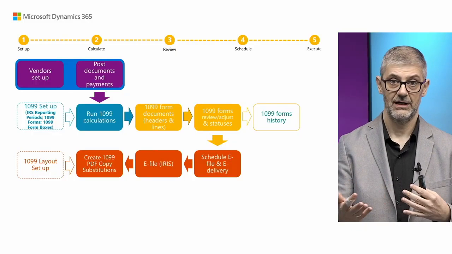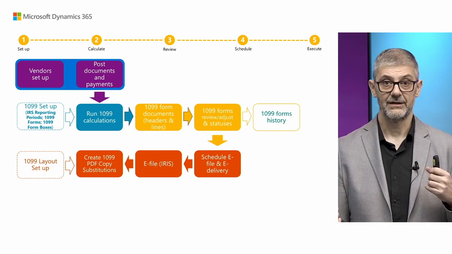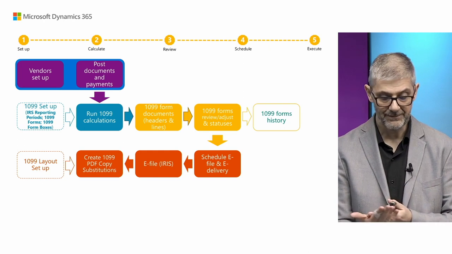Then we have the second part. We need to print forms and send them to our vendors. So how will it work? We will not print on pre-printed forms. We will use plain paper.